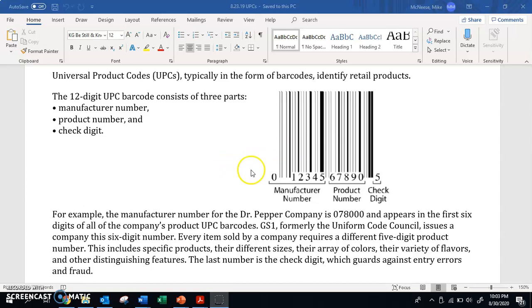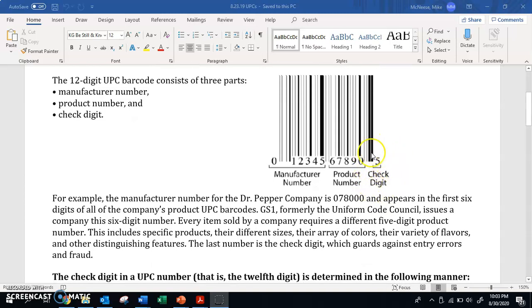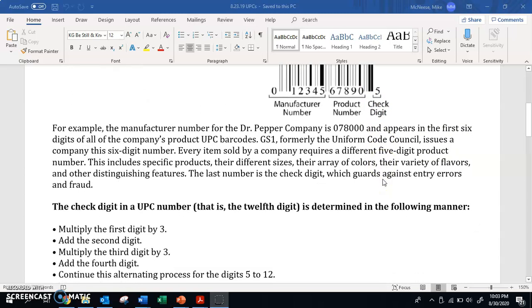But every time you see one of these barcodes, you're going to see these numbers at the bottom. The first few represent the manufacturer number, the next are the product number, and the last one is a check digit number. The check digit number is the most complicated one. Even though it's a single digit, it's the most complicated.